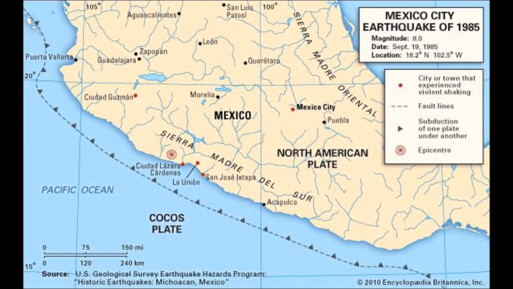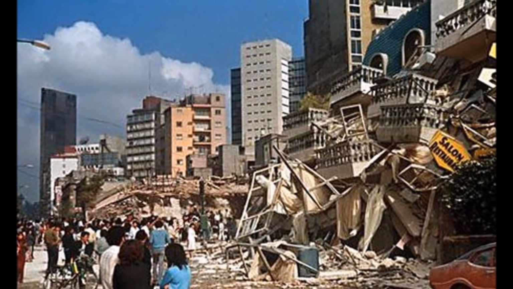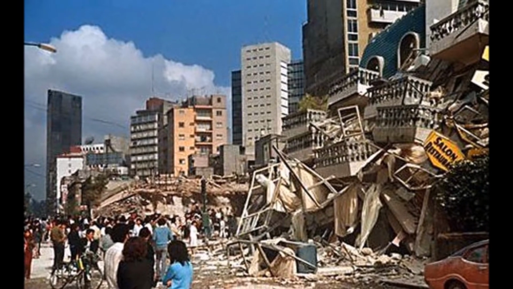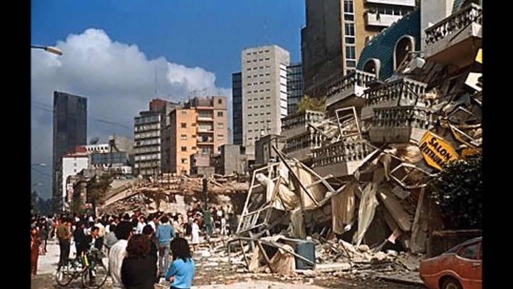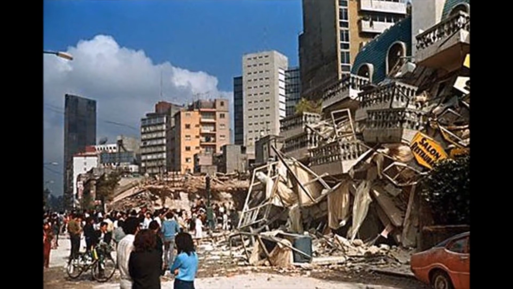In 1985, Mexico City was hit by an earthquake of even higher magnitude and far greater destructive power. This earthquake killed 10,000 people and destroyed thousands of buildings. The devastation of this event spurred an internal review of building construction codes, as these codes are now some of the most strict in the world.